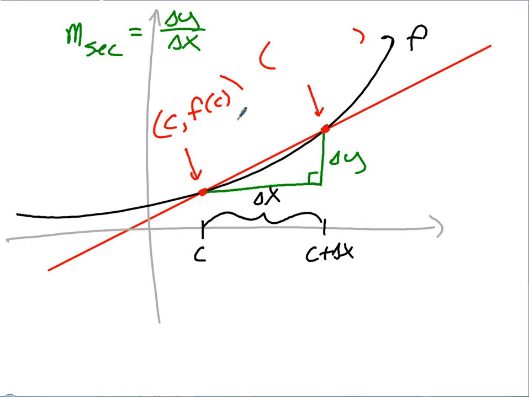Okay. What are the coordinates of this point going to be? Okay, c plus delta x, and f of the quantity c plus delta x.